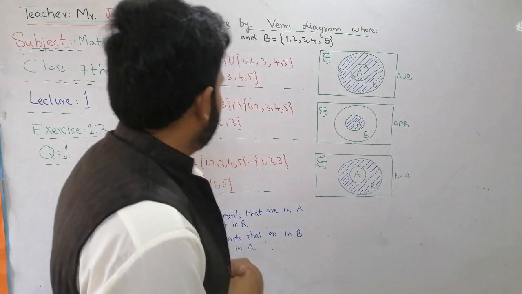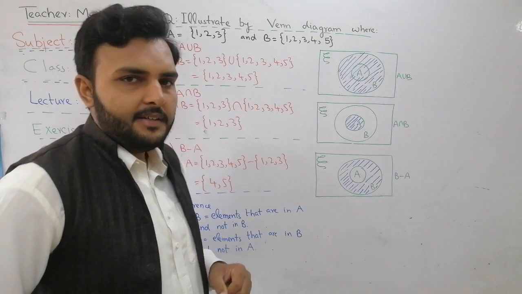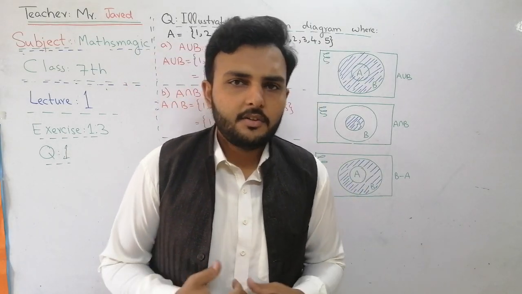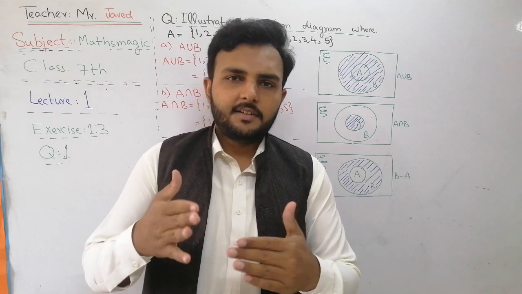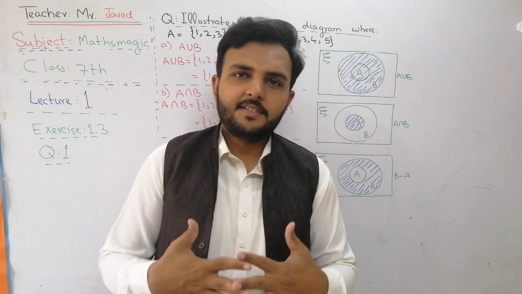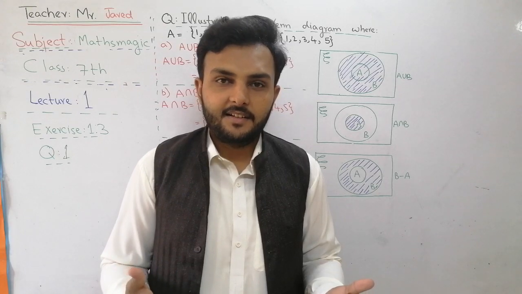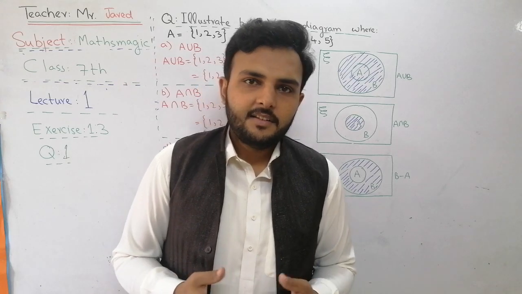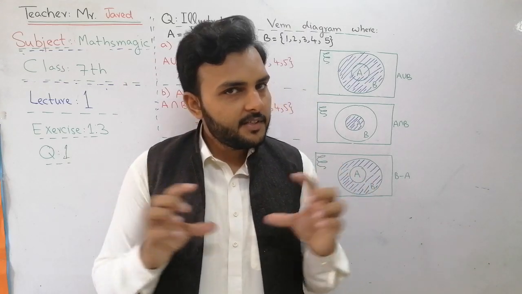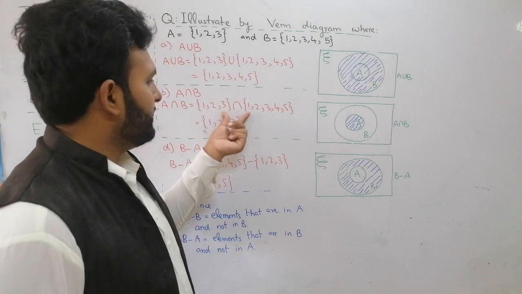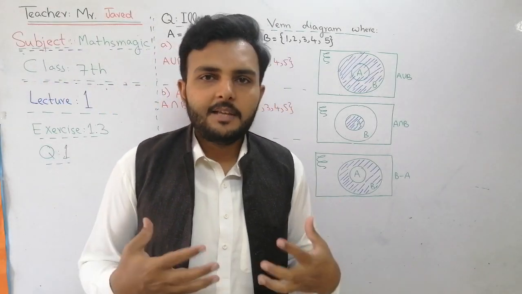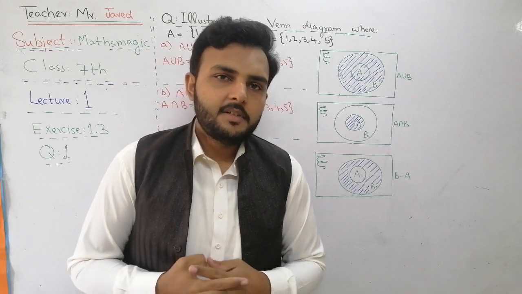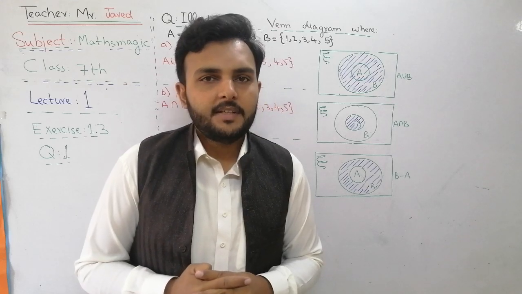Clear? Okay. So next, A intersection B. First of all, I want to introduce intersection. Intersection is not a new word. You people have already heard of the intersection point, where two lines intersect each other at one point like this. The intersection of first and second line like this. Now we are going to study intersection of two sets. In intersection of two sets, we will take the common elements of these two sets.